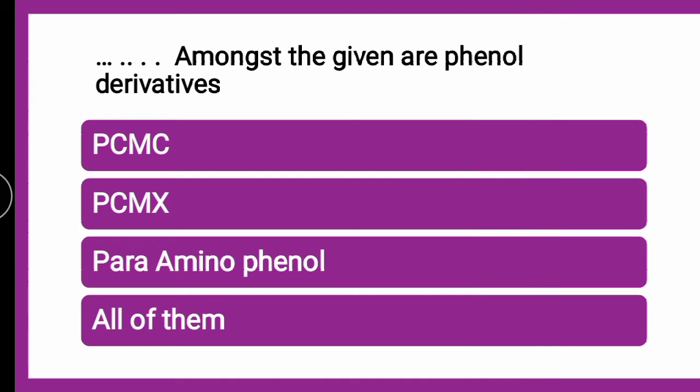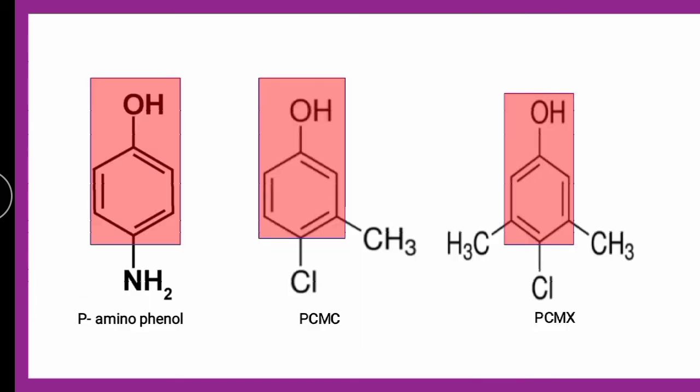Next question is: dash amongst the given are phenol derivatives, whether PCMC, whether PCMX, whether para-aminophenol, or all of them. The correct answer is all of them. It is PCMC, that is para-chlorometacresol. It is PCMX, that is para-chlorometaxylenol. It is para-aminophenol. If you look into all the structures, this is para-aminophenol, at para position there is amino and hydroxy.